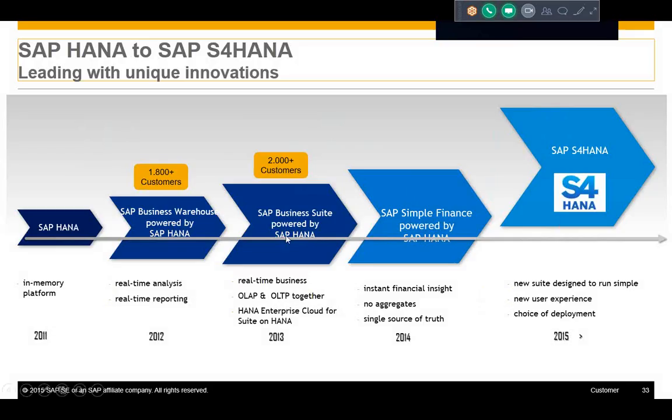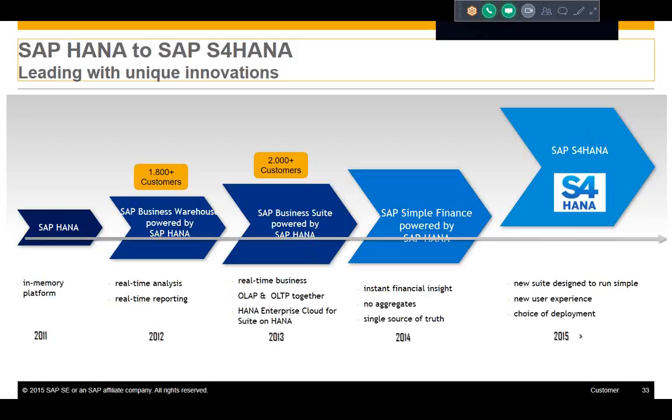This is a screen which we talked about in the beginning. This is the innovation we have been doing over the last 5 years. SAP HANA came in 2011. Then SAP HANA came on BW in 2012. Then Business Suite powered by SAP HANA, which means they put HANA on my ECC, in 2013. Then you have Simple Finance powered by HANA in 2014. And then we have SAP S/4HANA, which came in 2015, last year.